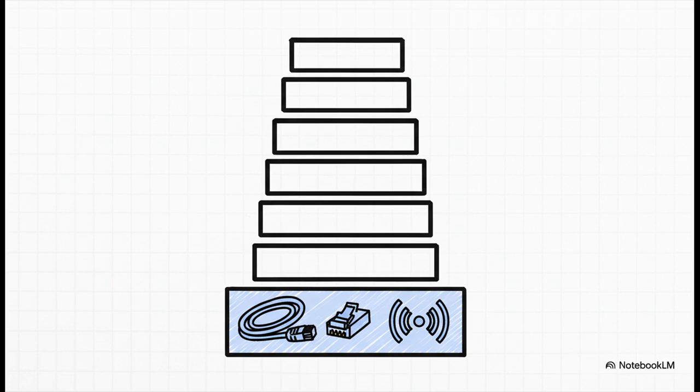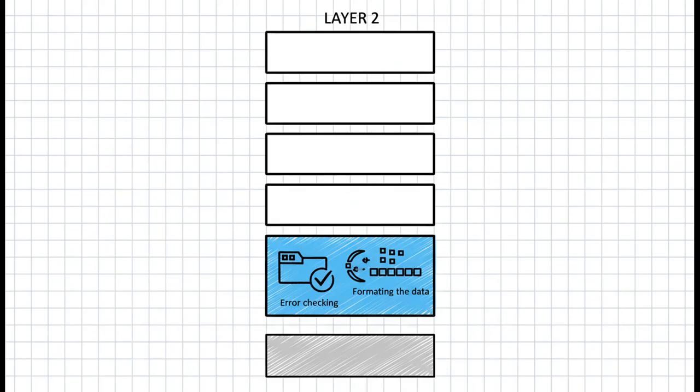At the very bottom, you've got layer 1, the physical layer. This is the stuff you can actually touch. The cables, the connectors, the radio waves from your Wi-Fi router, it's the hardware. All right, building right on top of that physical hardware, we have layer 2, the data link layer. This layer is all about getting the data formatted just right for that physical connection. And, super important, it checks for errors to make sure the data arrives in one piece.